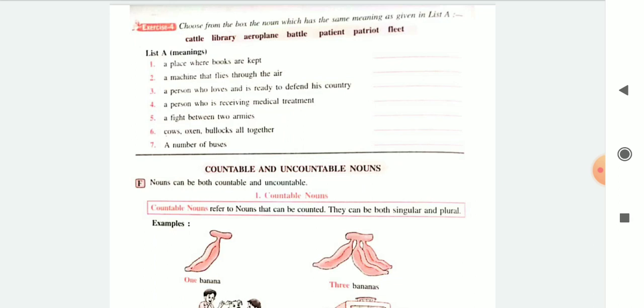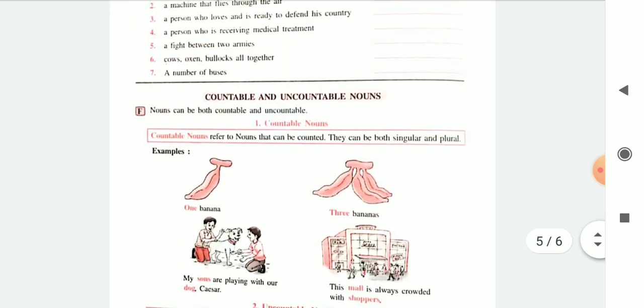Let's take the fifth one, a fight between the two armies. It is called a battle. So I hope you have got an idea what you are supposed to do in these blanks. Okay. Try and do. It does not look very difficult once you start trying.